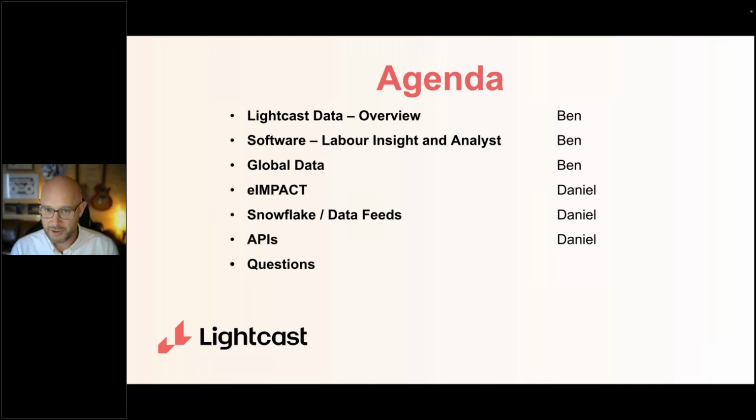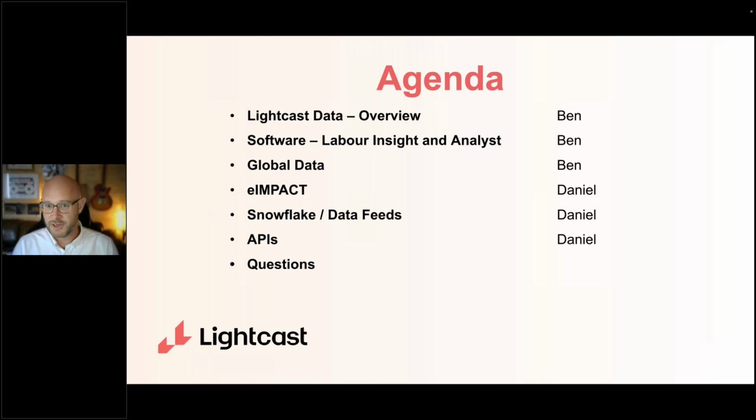We'll start with a brief summary of our data for those who are not familiar with where we source it and what we do with it. We'll then look at our software solutions, Labour Insight and Analyst, and discuss how these tools can and are being used to enhance services and processes within various departments and organisations and region. We're going to focus mostly today on educational client use cases. However, for those of you in government, workforce development, etc., there'll be a lot of crossover here that will be relevant to your roles.